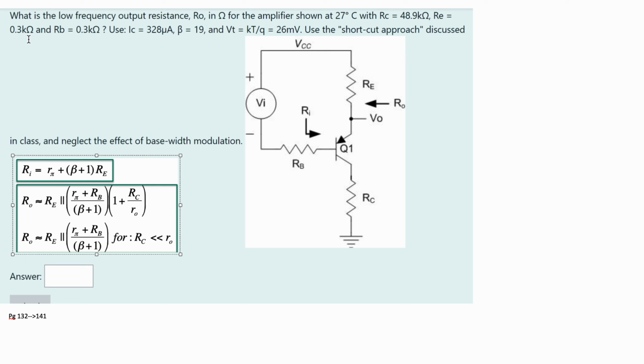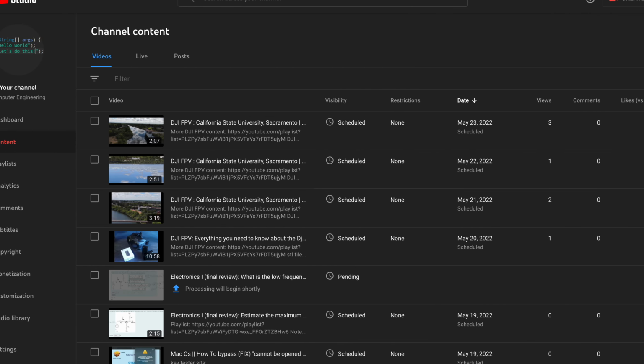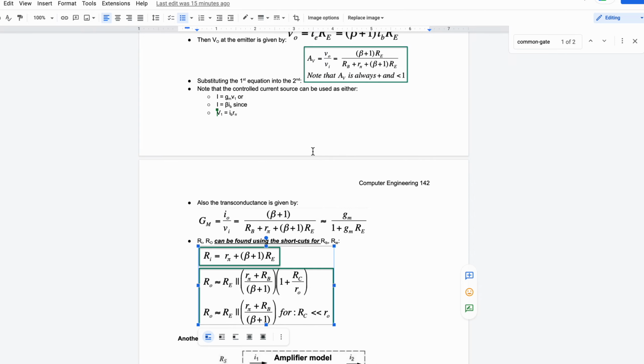What is the low frequency output resistance R naught, in ohms, if the amplifier shown is at 27 degrees C, with RC, RE, RB, IC, beta, and VT? We're going to use a shortcut approach, and this is discussed in the notes, linked below the like button in the description. So the first thing we're going to want to do is go on to page 132.